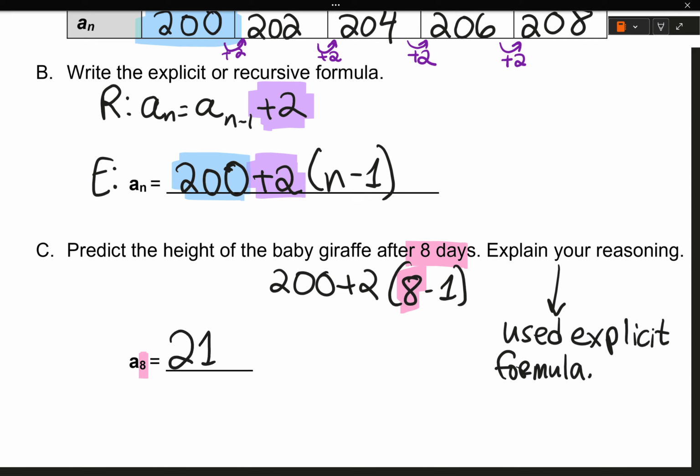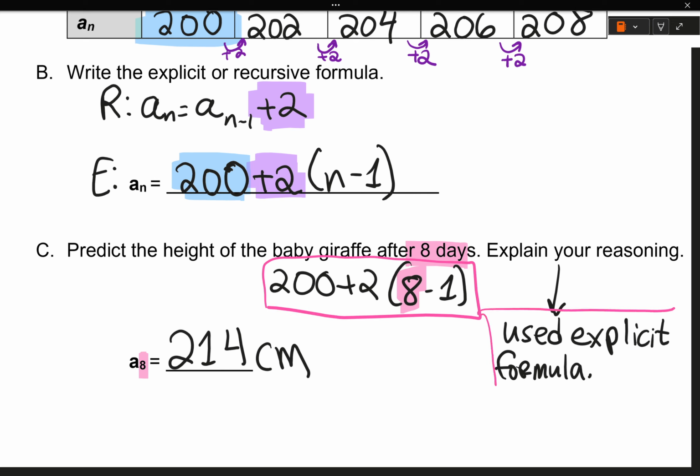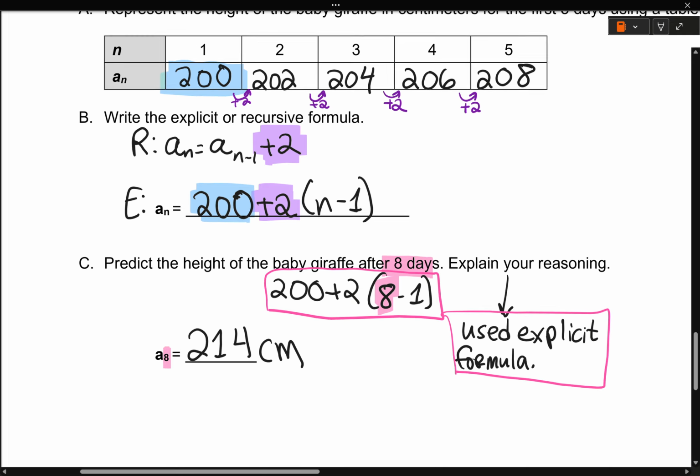Hopefully, the answer that you got was 214 centimeters. The explanation I use is that I use the explicit formula. And then you showing this work plus this English expression is enough to explain my reasoning and show proof for my answer.